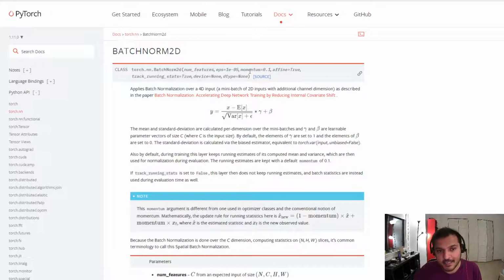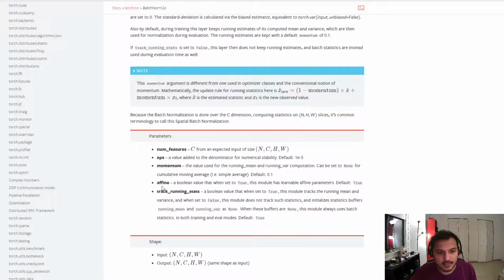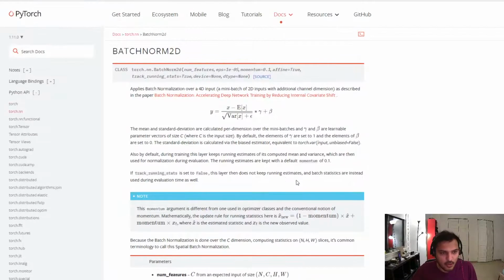Now, momentum tells you how you want to keep the running statistics. Here you can see the new mean would be 1 minus momentum times the old mean plus the momentum times the new thing. So it's a way of keeping the running mean. And affine basically tells you whether you want the learnable parameters. When I said learnable parameters in the slides, they were gamma and beta, the weight and bias, or the scaling and shift factors. Right.